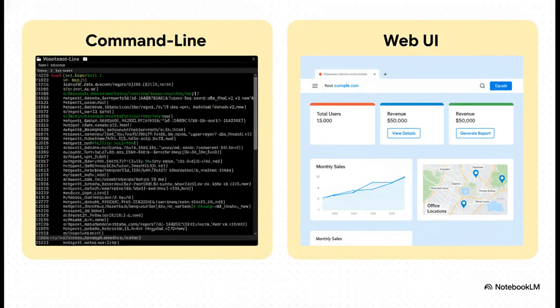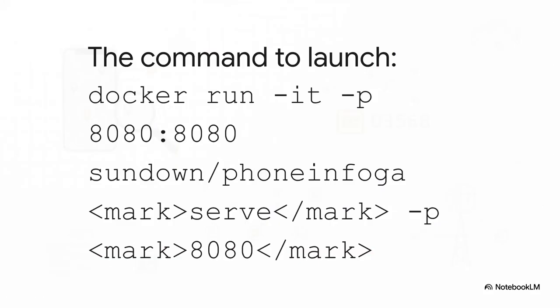This is the difference between just having data and actually having intelligence. The web UI turns that confusing list of links into actionable, clickable results. And launching this awesome interface is just one slightly different command. All we're doing is telling the program to serve a website instead of just printing text.